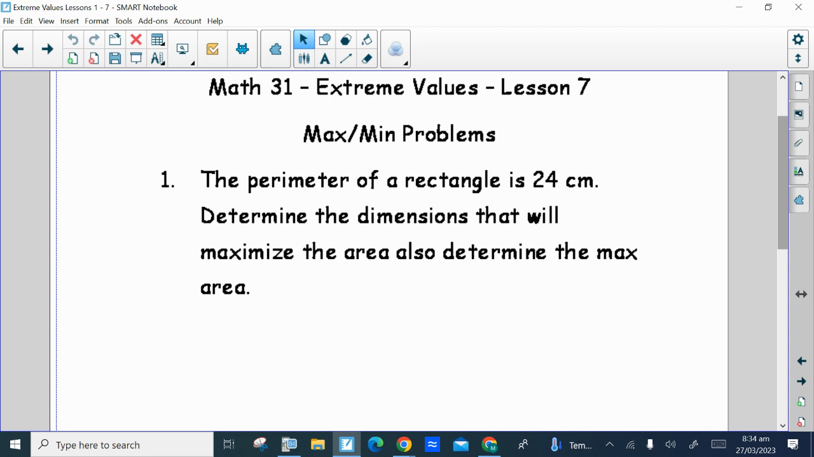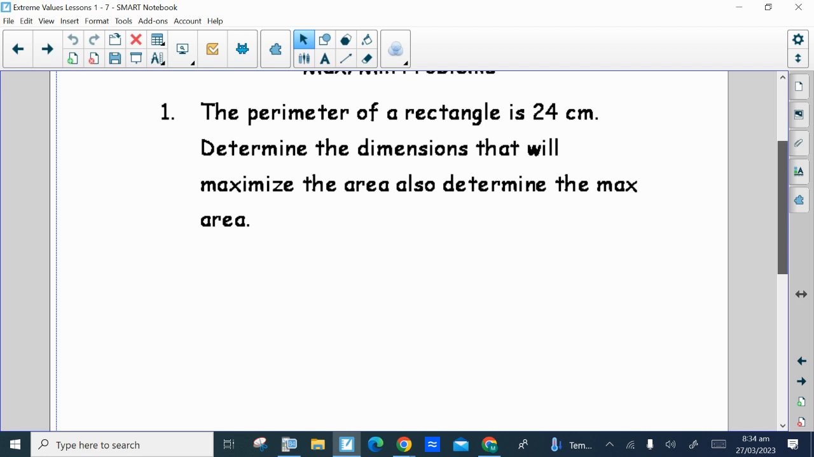But another application of max and mins are these max and min problems. So we looked at one similar to question 1 on Friday. We'll look at a few other ones as well that you haven't seen before.